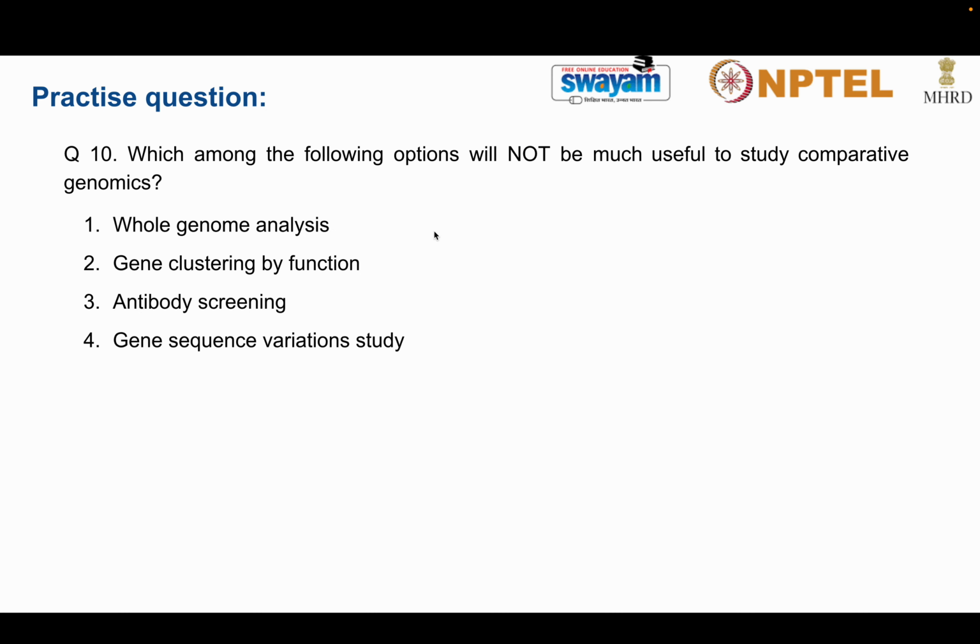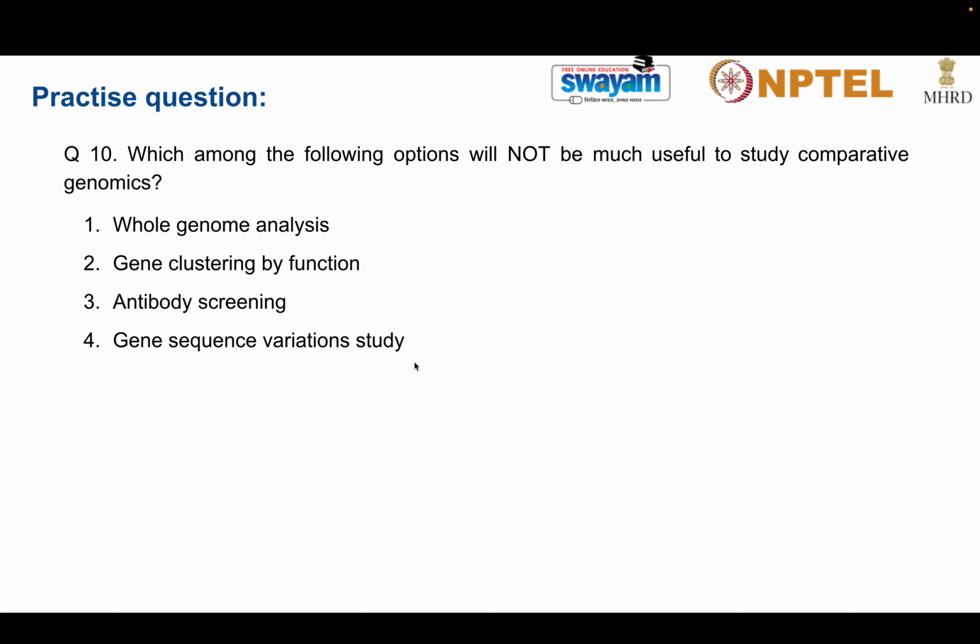Which among the following options will not be much useful to study comparative genomics? Option 1 is whole genome analysis, option 2 is gene clustering by function, option 3 is antibody screening, and option 4 is gene sequence variation study.